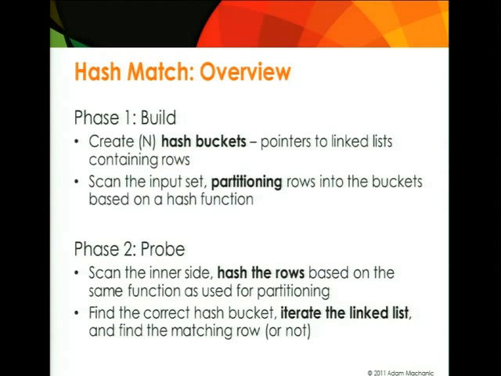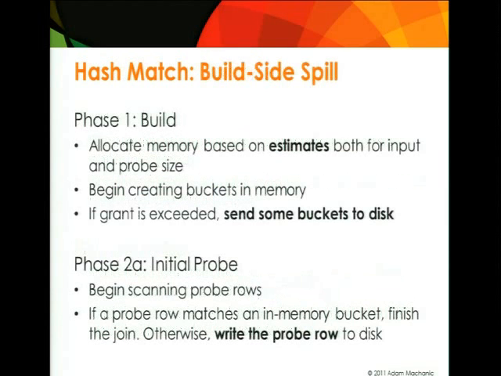Now let's talk about how it works in light of spills. At build time, memory is allocated based on those optimization estimates. And the estimate is based on both the input size and the probe size. We'll get into why that's important in a moment. The buckets are created in memory, and we start tossing rows in there. Now, if the grant is exceeded, some of those buckets will be sent off to the disk in order to make more room in memory and to keep things running. And this is called the Grace hash algorithm, by the way.